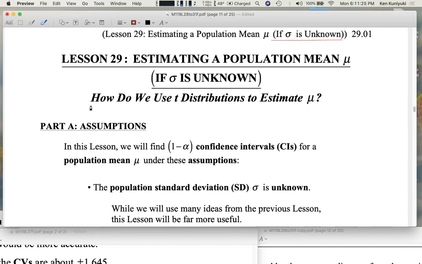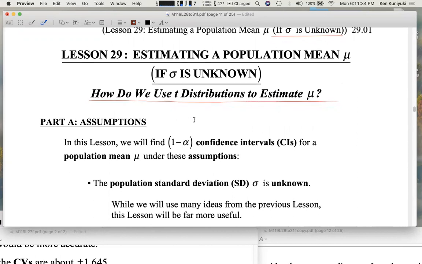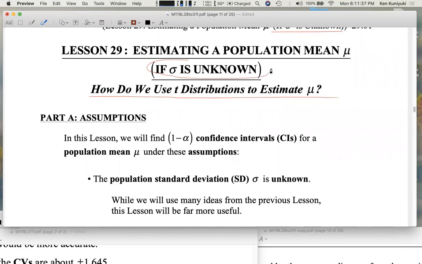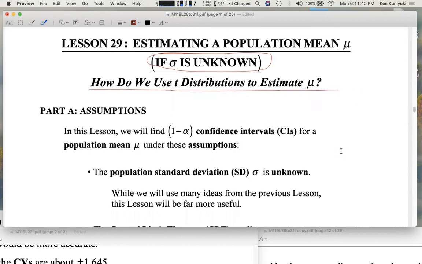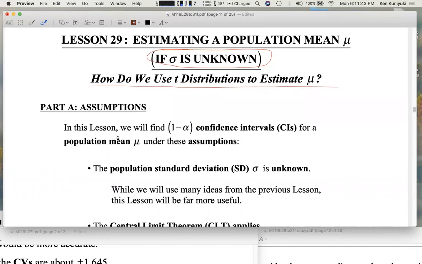All right, how do we use t-distributions to estimate mu? So we're going to be using t-distributions, not the z-distribution, because there's a price to be paid if sigma is unknown. All right, so in this lesson, similarly to before, we will find 1 minus alpha confidence intervals, or CIs, for a population mean mu under these assumptions. And again, the most common confidence levels here, 1 minus alpha, are 95%, 0.95, 99%, 0.99, and in our example, we're going to see a 90% confidence interval, 0.90.